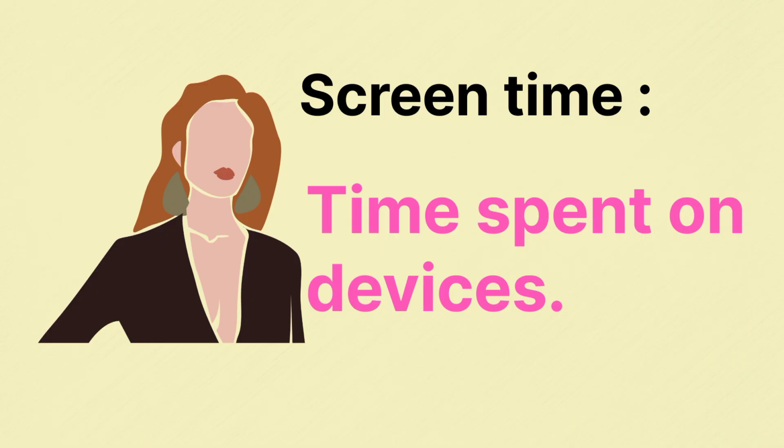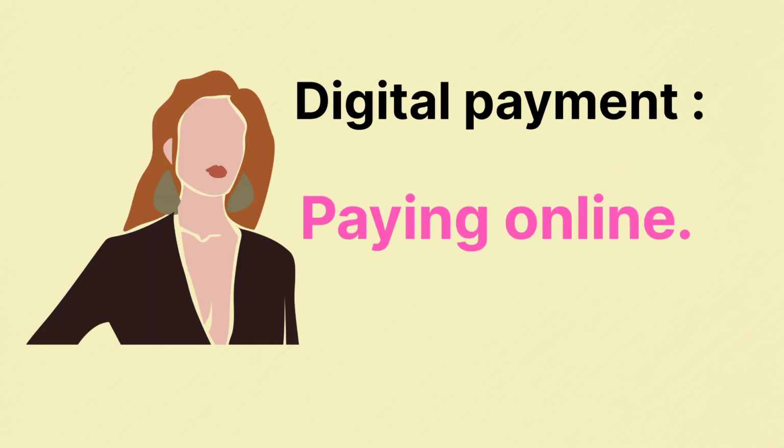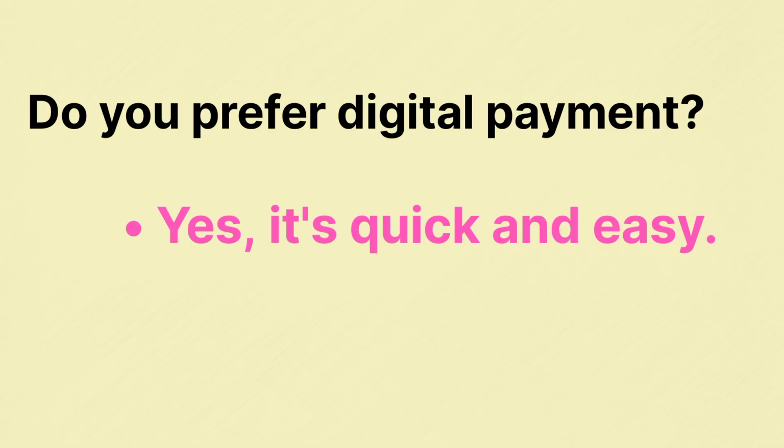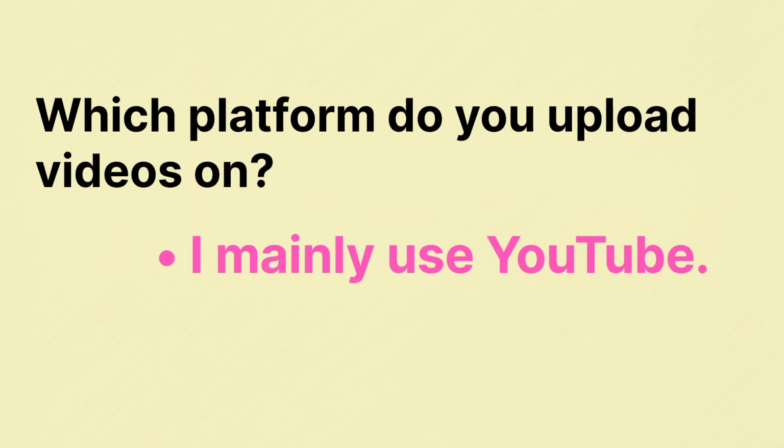Screen time. It means time spent on devices. For example, is your screen time too high? Yes, I need a break. Digital payment. It means paying online. For example, do you prefer digital payment? Yes, it's quick and easy. Platform. A digital system or service is known as platform. For example, which platform do you upload videos on? I mainly use YouTube.